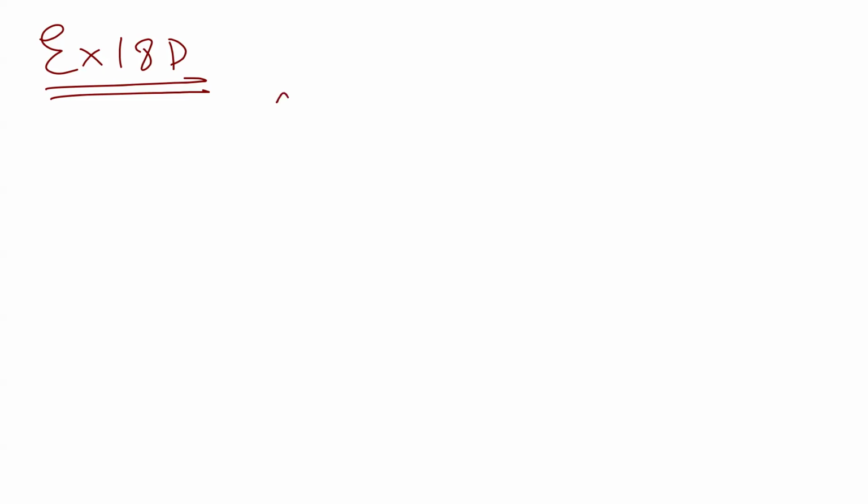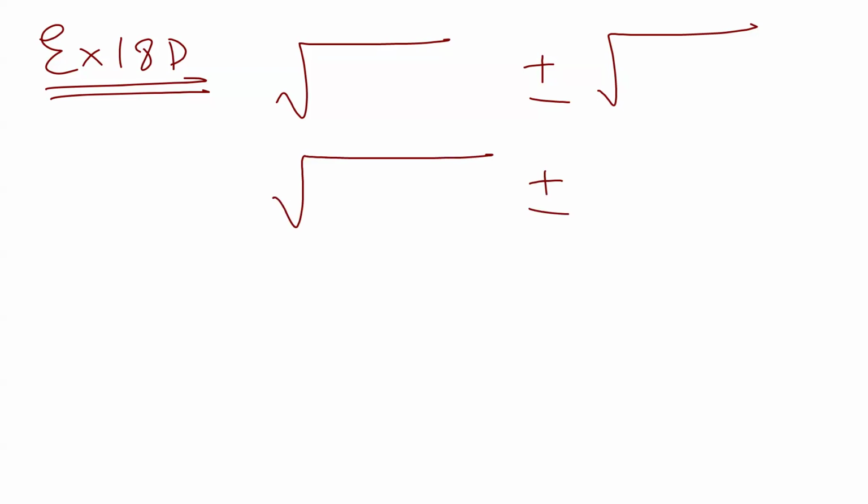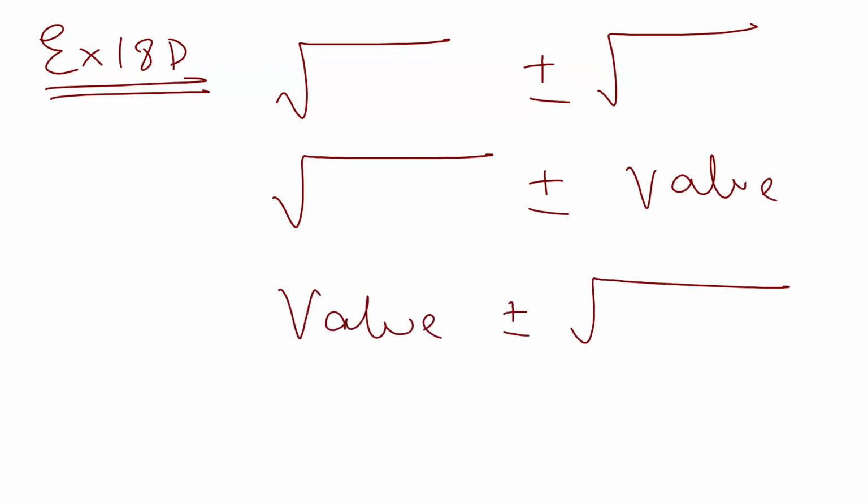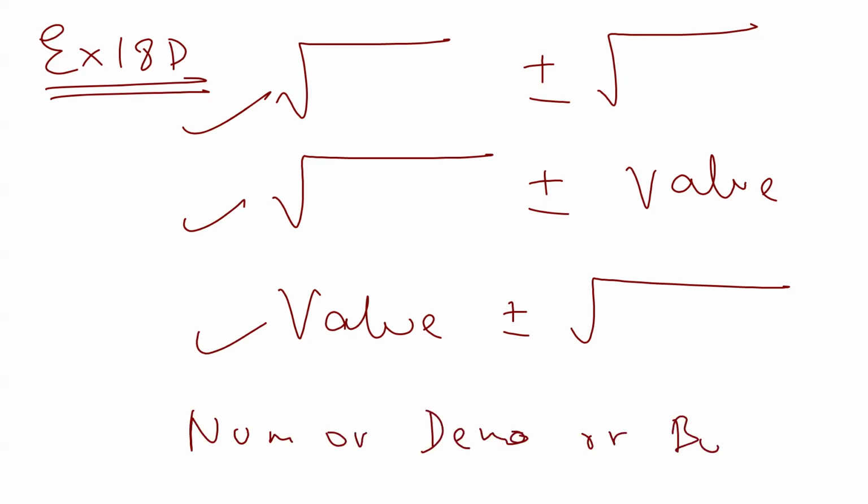So whenever it is root plus or minus root in the numerator or denominator, or both, or if it is root plus or minus some value in the numerator or denominator, or both, or some value plus or minus root in the numerator or denominator, or both. Okay, so these three things should be there in the numerator or denominator, or both. In that particular case, we do rationalization, we take conjugates.